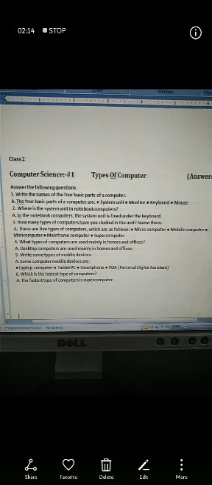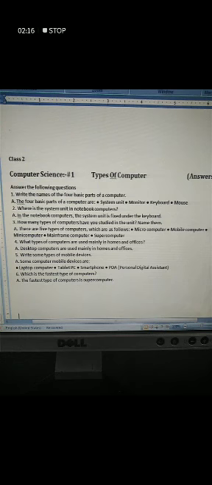Okay students, learn this exercise with the spellings and do it on your registers.